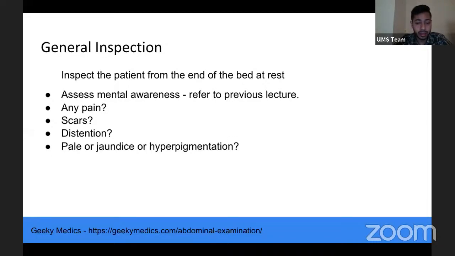Then it's always useful to assess the patient's skin color. For example, are they pale, or jaundiced, or is there hyperpigmentation? A pale color of the skin could suggest anemia. This anemia could be caused by gastrointestinal bleeding and even malnutrition. However, it is important to mention that healthy people can also have pale skin or a pale complexion. So not every patient that you see with pale skin is anemic.